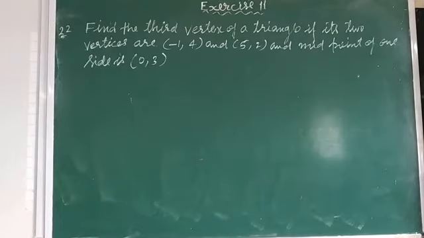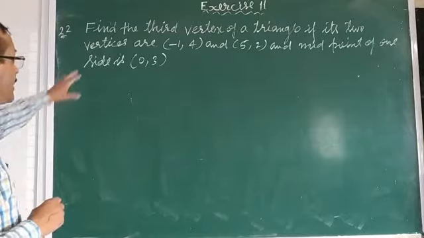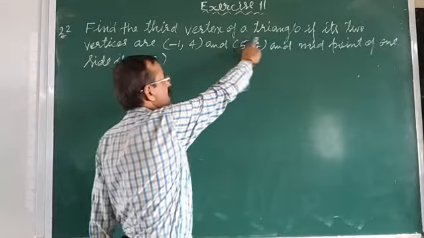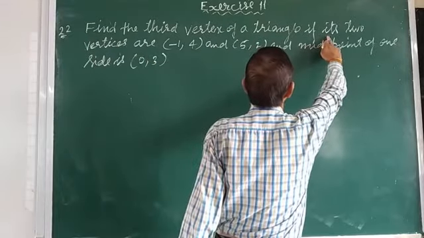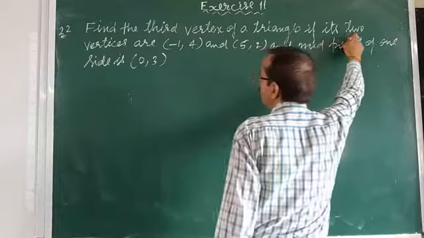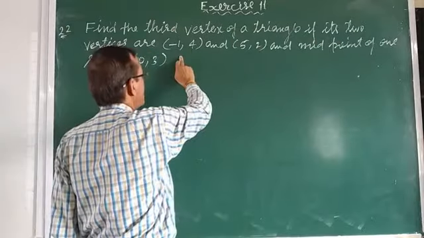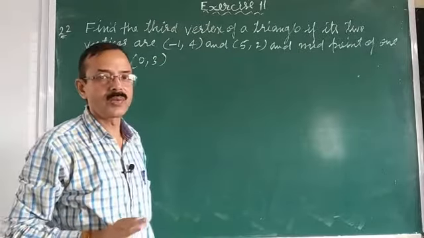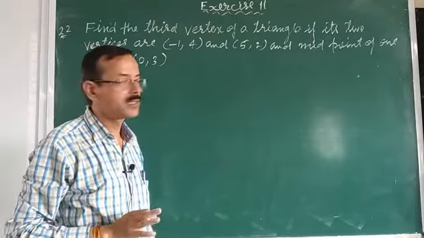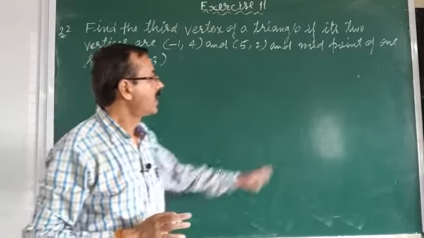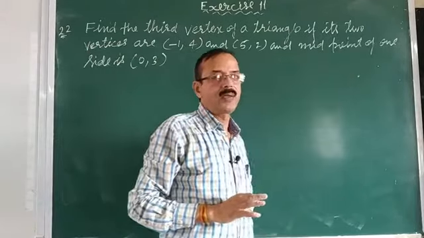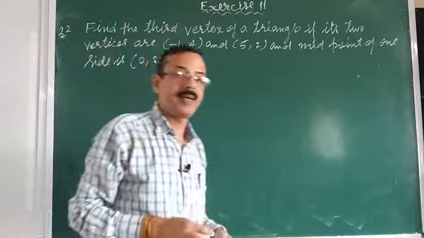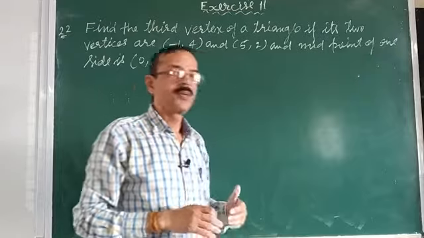Now student, very simple questions are written here, of exercise 11, question number 22. Find the third vertex of a triangle if its two vertices are -1, 4 and 5, 2. Two vertices are given but one is unknown. Because it is a triangle, there will be 3 vertices, 2 are given, 1 is unknown. One condition is given: the midpoint of one side. It is not given which side. A little confusion here about which side.